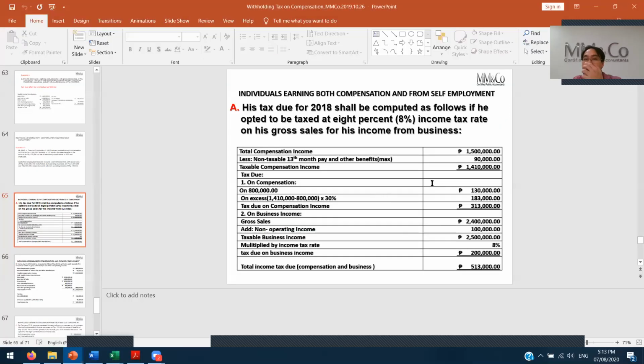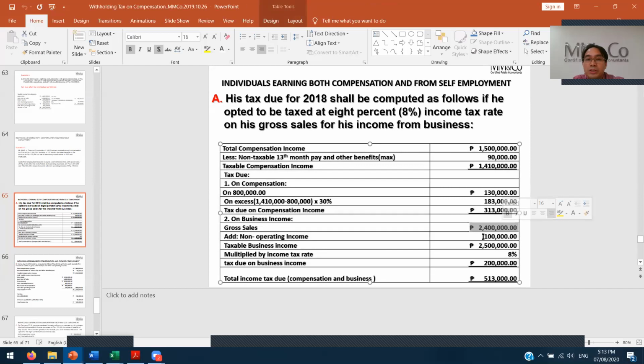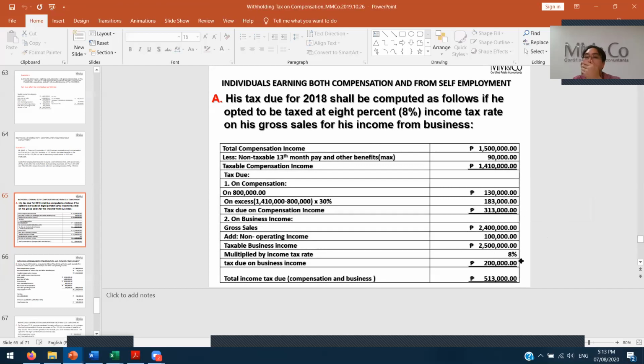Kasi compensation and business income yung case mo. So pansinin mo dito, may 183. Tapos tax due on compensation mo is 313. Ganun ang nangyari dito. Tapos ikaw naman sa business mo, may gross sales ka dito, operating income, etc. Ito kasi ay 8%. So ang nangyari dito, kung papansin mo, hindi na minanage yung 250.